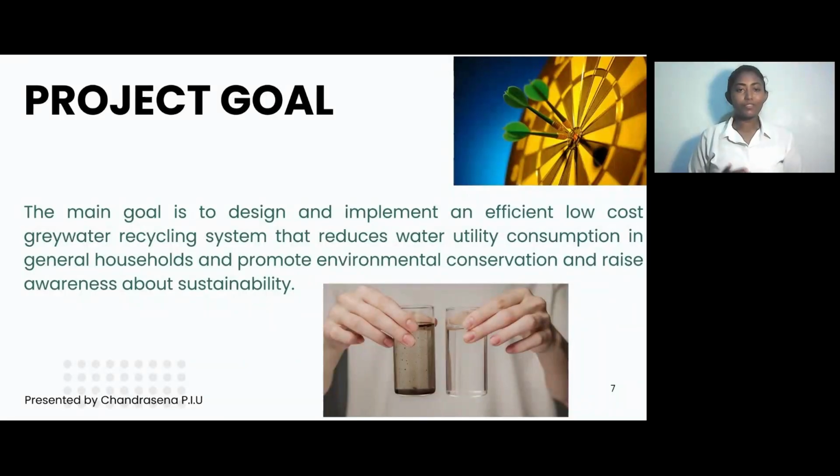I'm going to talk about the project goal and what happens if we don't reuse grey water. So, what is our project goal? The main goal of our project is to promote low-cost grey water recycling systems for small-scale domestic use. By reusing grey water, we aim to reduce the demand for fresh water, lower household water bills, minimize the amount of wastewater going into drains, and contribute to environmental protection by reducing pollution. And also bigger goals like urban resilience, especially in cities facing water stress and climate change.